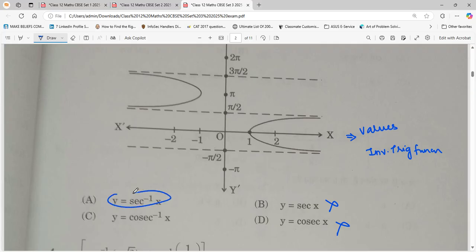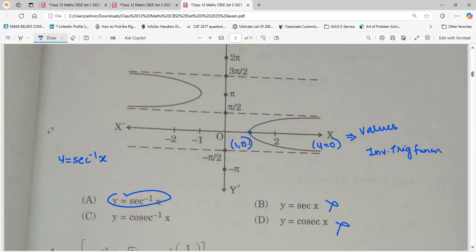I'm going to choose y equal to secant inverse of x. If it turns out to be false, then we can choose the other option C. So if y is equal to secant inverse of x, I'm going to choose x is equal to 1, and y becomes 0 because on the x-axis y becomes 0. So this point is (1, 0).